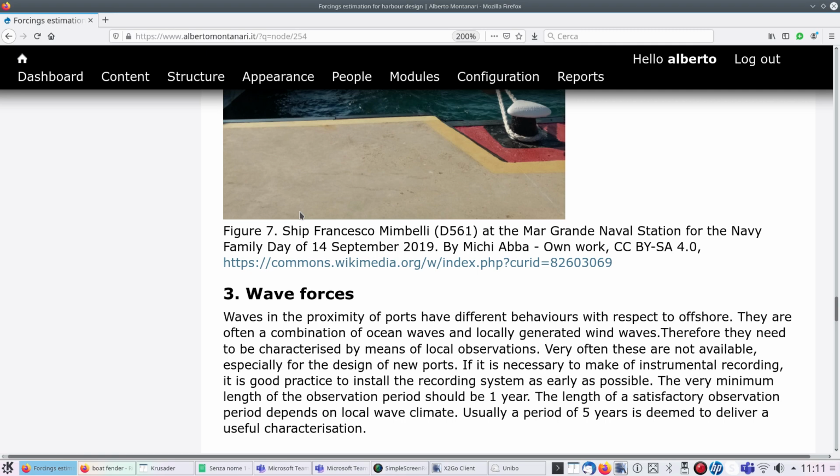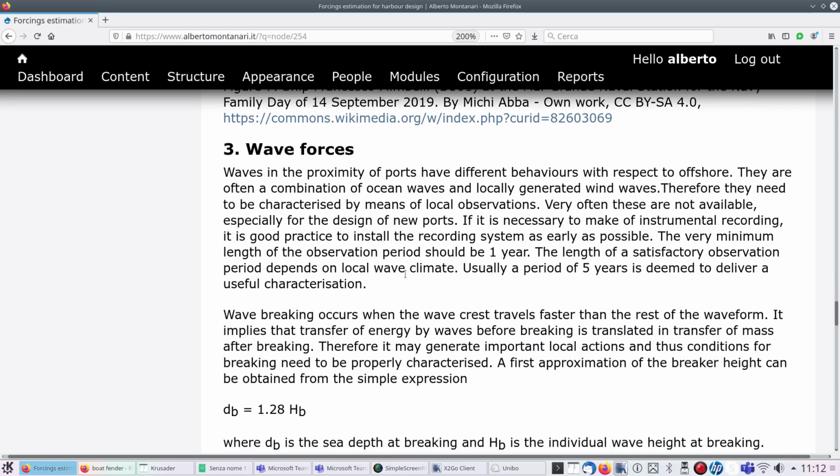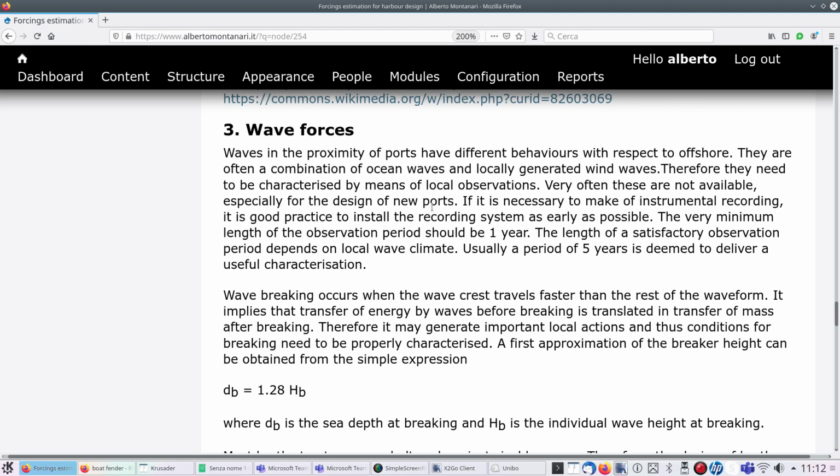Again, my discussion here will be quite brief. If you want to expand, then you may refer to Torresen, the reference that I just indicated to you. So wave forces. First of all, we need to characterize the waves. So we have to define wave behaviors in proximity of ports. And waves in the proximity of ports have different behaviors with respect to offshore.